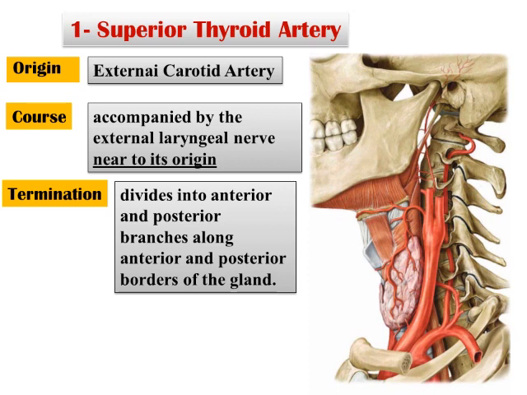Termination: this artery terminates at the apex of the thyroid lobe and divides into anterior and posterior branches, which run along the anterior and posterior border of the gland.